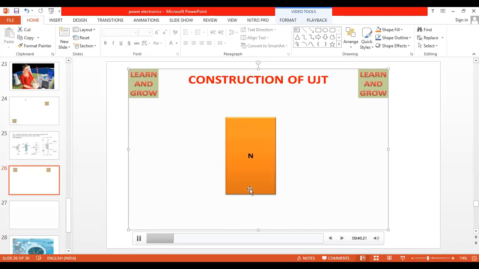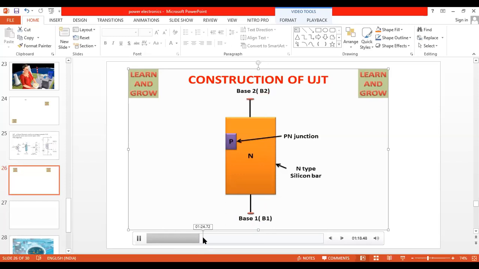On this N-type semiconductor, we place or diffuse a small portion of P-type semiconductor. You can say this is an N-type silicon bar or N-type silicon chip. On this N-type silicon chip, we diffuse or place a small portion of the P-type extrinsic semiconductor. When I say P-type extrinsic semiconductor, the majority are holes and the minority are electrons. Now the other two terminals of this N-type, which are connected with copper terminals, we call base 1 and base 2, the two ends.